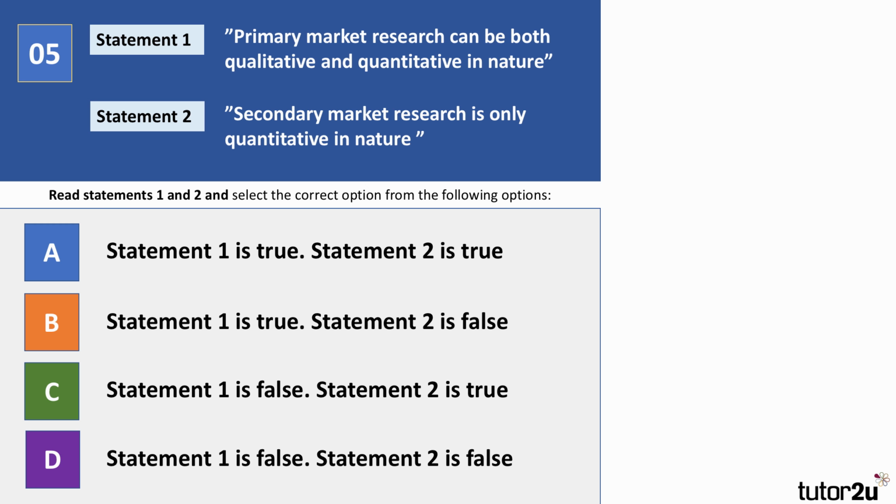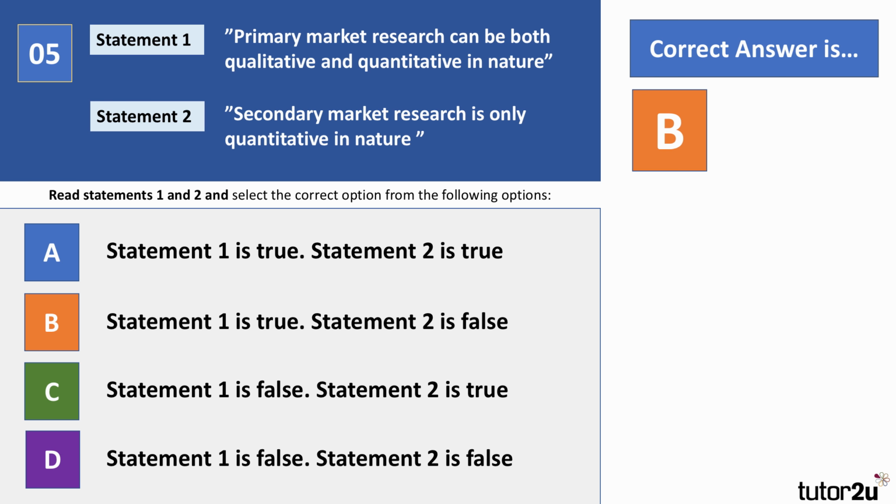Statement 2, however, is false. Secondary research can be both quantitative as well as qualitative. Secondary research is really defined as being research that was prepared for a different purpose. It's not defined in terms of what type of content it contains. So statement 2 is false, therefore the answer is B.